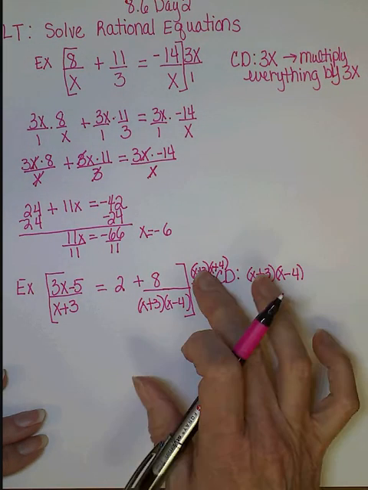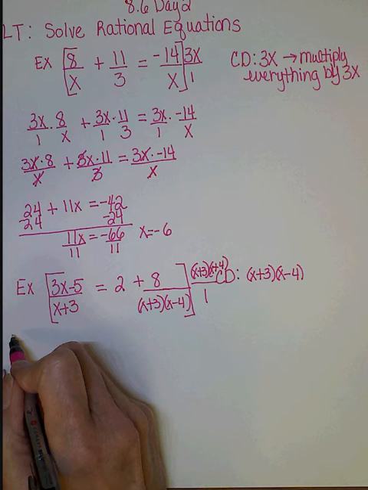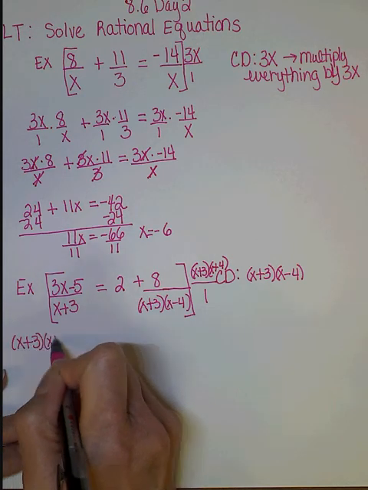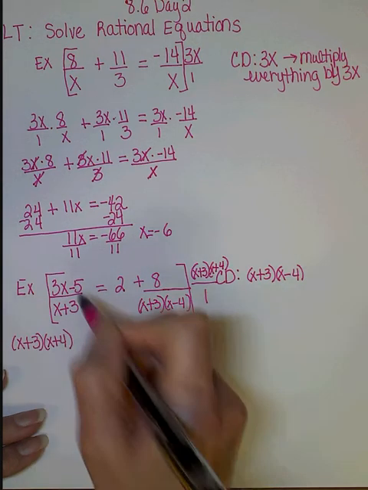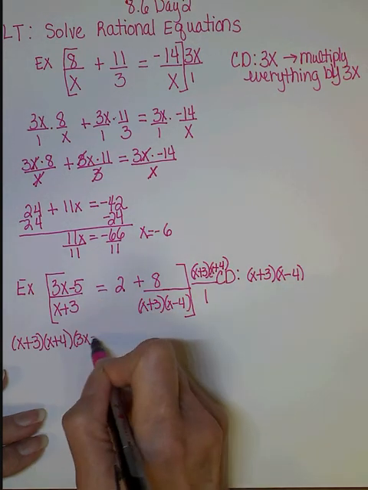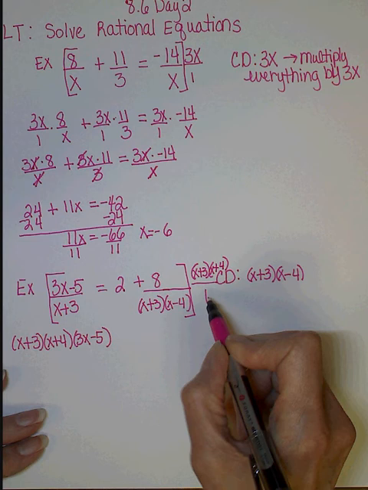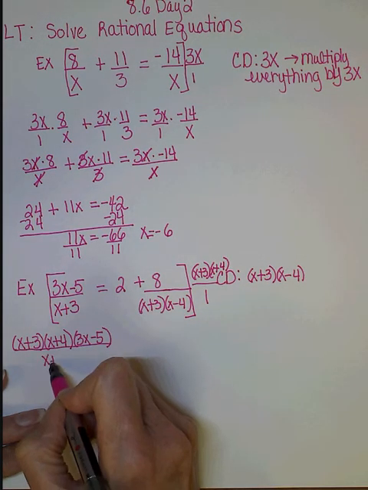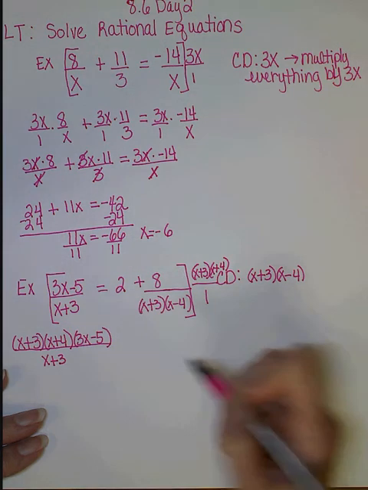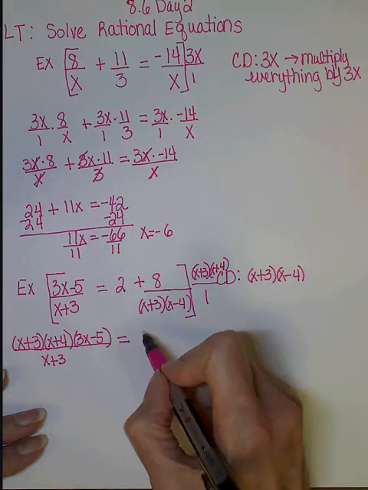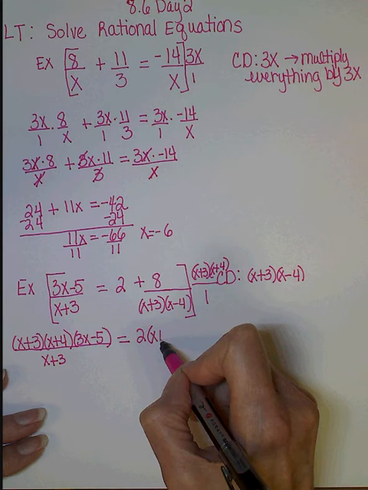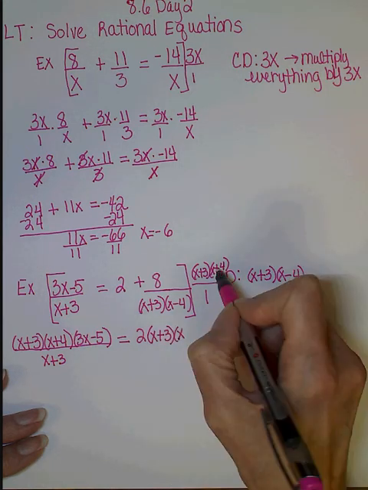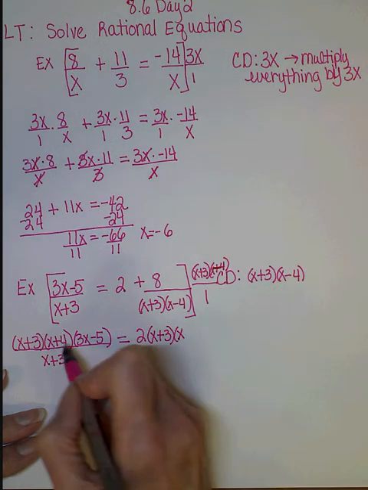Alright, so first I'm going to multiply it by this. So I'm going to have x plus 3 times x plus 4 times 3x minus 5. And since I'm just multiplying by 1, that's not going to change any of the denominators. Now 2 doesn't have a denominator, but I still have to multiply it by everything. And this is supposed to be a minus sign. I'm sorry, I messed that up.